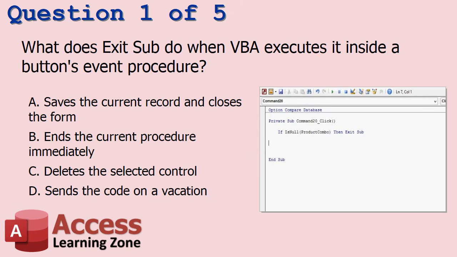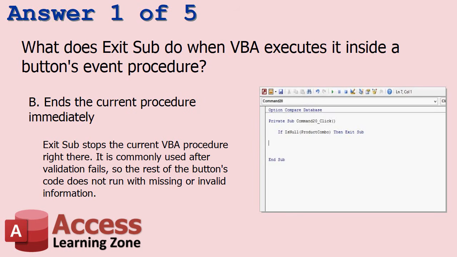Question 1. What does Exit Sub do when VBA executes it inside a button's event procedure? A. Saves the current record and closes the form. B. Ends the current procedure immediately. C. Deletes the selected control. Or D. Sends the code on a vacation. That's B. Ends the current procedure immediately, although a vacation does sound nice.